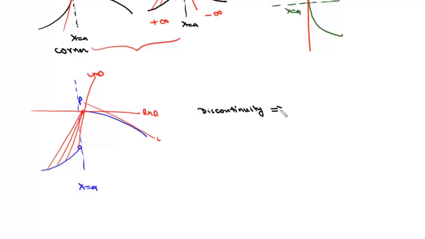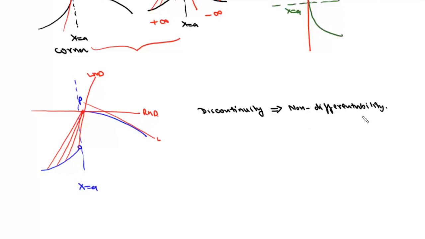So whenever a function is discontinuous, it is not differentiable at that point, which leads to discontinuity implies non-differentiability. So if a function is discontinuous at any point, then at that point, we do not even need to check differentiability. We can straight away say, because this function is discontinuous at this point, it will not be differentiable at that point. So that means discontinuity implies non-differentiability.